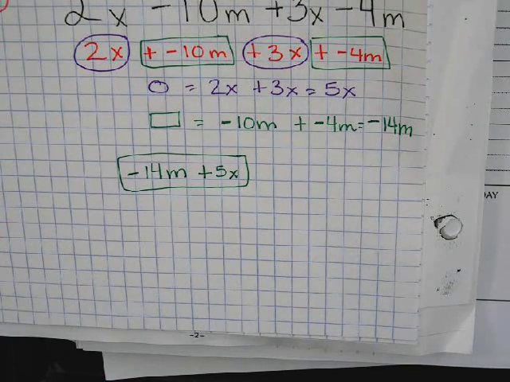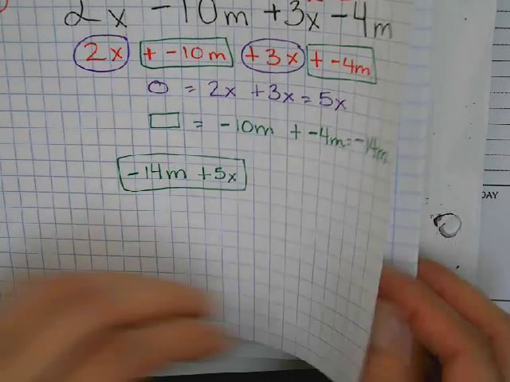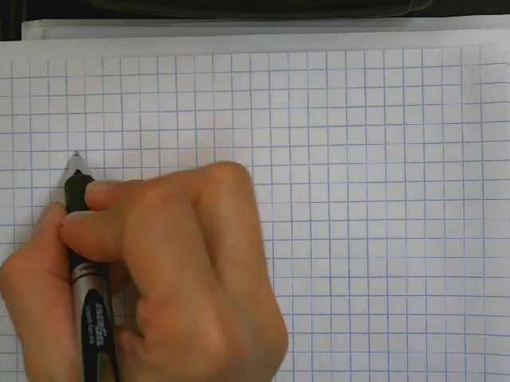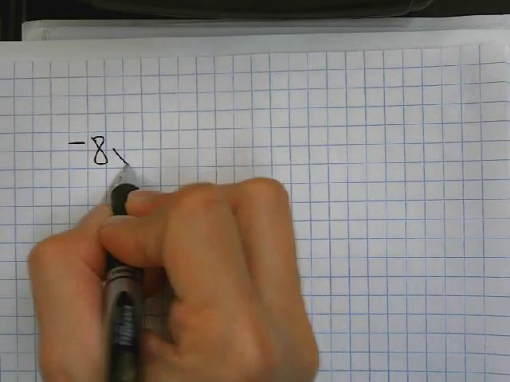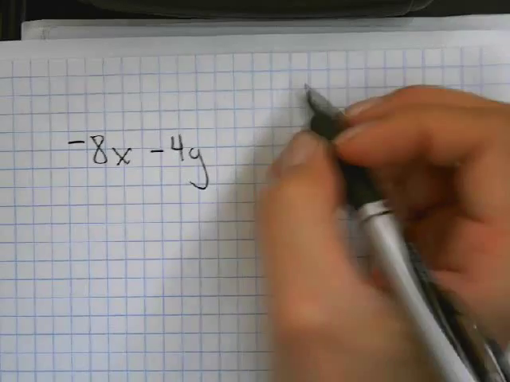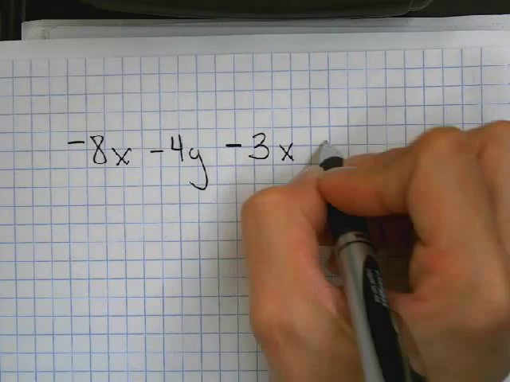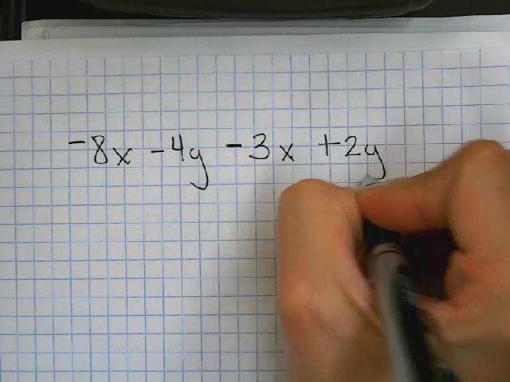Yes. You guys see it? All right. Let's try one more. Negative 8x minus 4y minus 3x plus 2y.